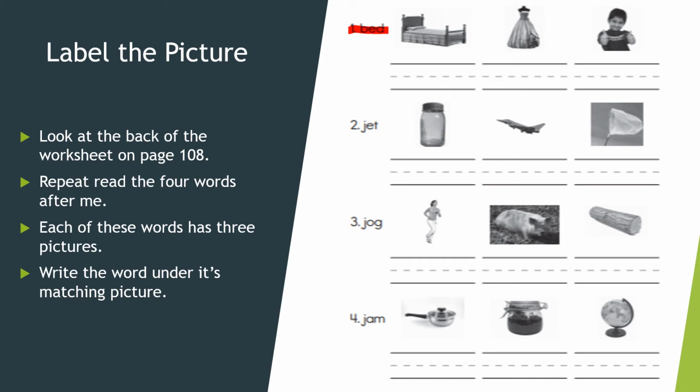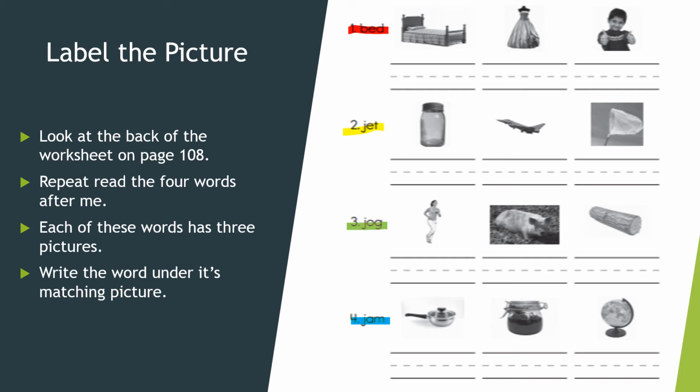Bed, jet, jog, jam. Very good. Each of these words has a picture. It actually has 3 pictures after the word, but only one of these pictures matches the word correctly. Your job is to write the word under the correct matching picture.